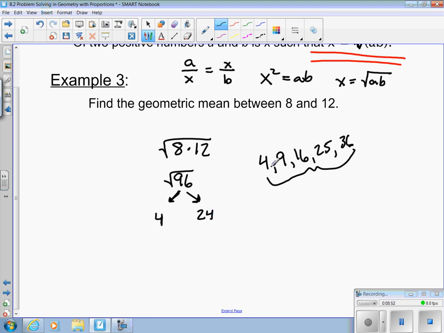Then I ask myself, does any of these numbers go into 24? Well, they don't. So the square root of 96 can be broken into the square root of 4 times the square root of 24. Well, what's the square root of 4? The square root of 4 is 2, times the square root of 24. So I actually did this operation, right? The square root of 4 is 2.